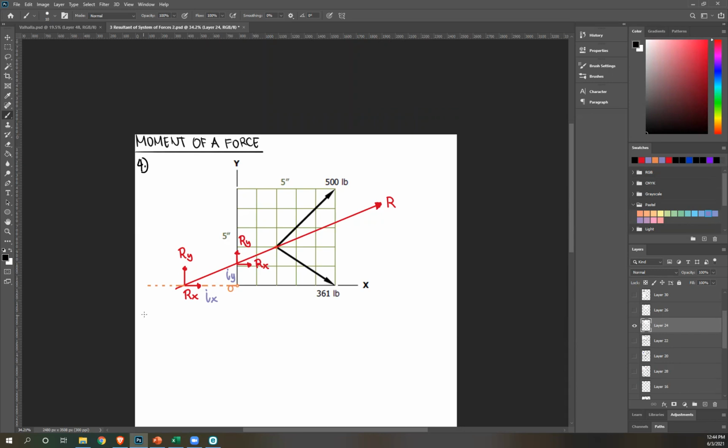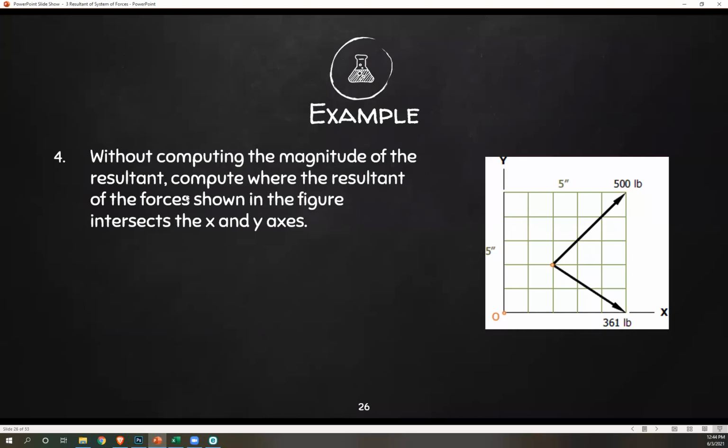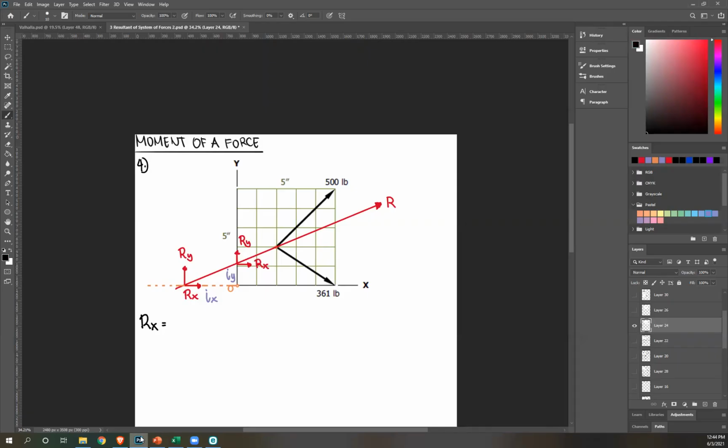Let's start with Rx. Rx is just the x component of the resultant. We're not technically solving for the resultant, we're solving for its component. So that's allowed within the restriction of our problem. Okay? So the only restriction here is I'm not supposed to solve for the resultant. Okay. So Rx is just a summation of the x components of our forces. Right? Summation of forces. So let's begin.